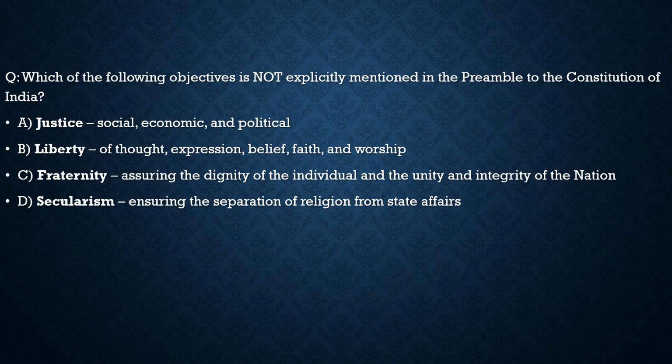It says, which of the following objectives is not explicitly mentioned in the preamble of the constitution? Justice, social, economic, and political, we saw it. It is definitely mentioned. Liberty of thought, expression, belief, faith, and worship, it is mentioned. Fraternity, assuring the dignity of the individual and the unity and integrity of the nation, mentioned. Secularism, ensuring the separation of religion from state affairs. It is not explicitly mentioned; it was introduced and not defined that well. So for this question, the correct option is option D, as secularism is not explicitly mentioned in the preamble to the Constitution of India.